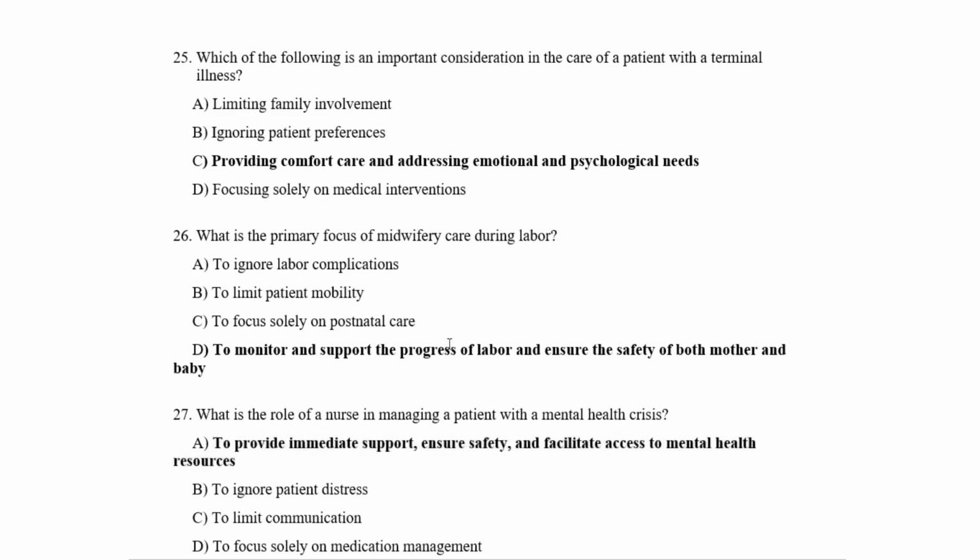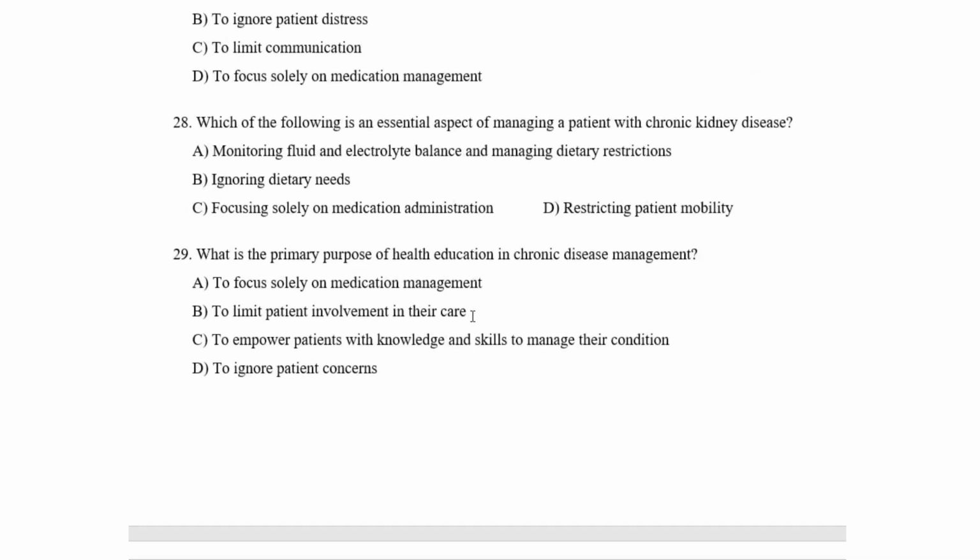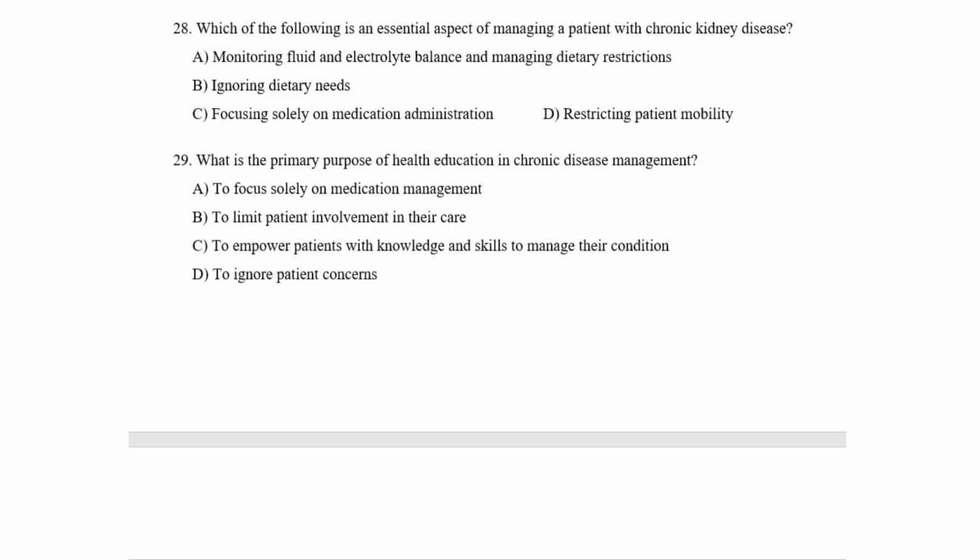Well, त्यसै गरी हामी क्वेशन नम्बर 28 मा हेरौं त. Which of the following is an essential aspect of managing a patient with chronic kidney disease? Option A मा रहेछ monitoring fluid and electrolyte balance and managing dietary restrictions. Option B मा रहेछ ignoring dietary needs. Option C मा रहेछ focusing solely on medication administration. Option D मा रहेछ restricting patient's mobility.